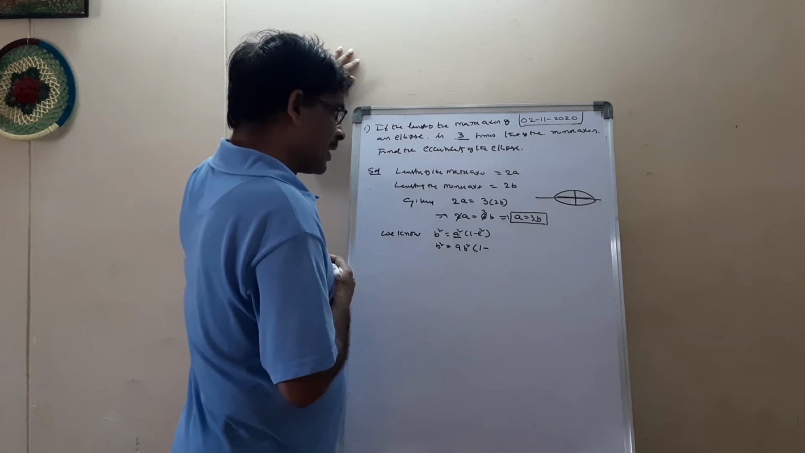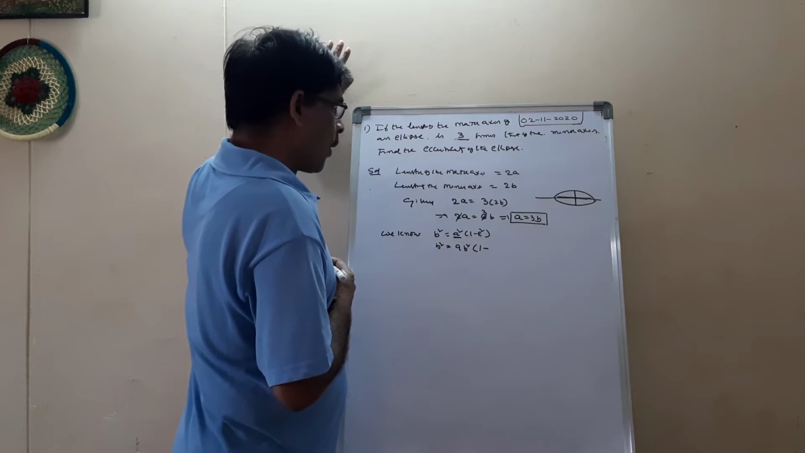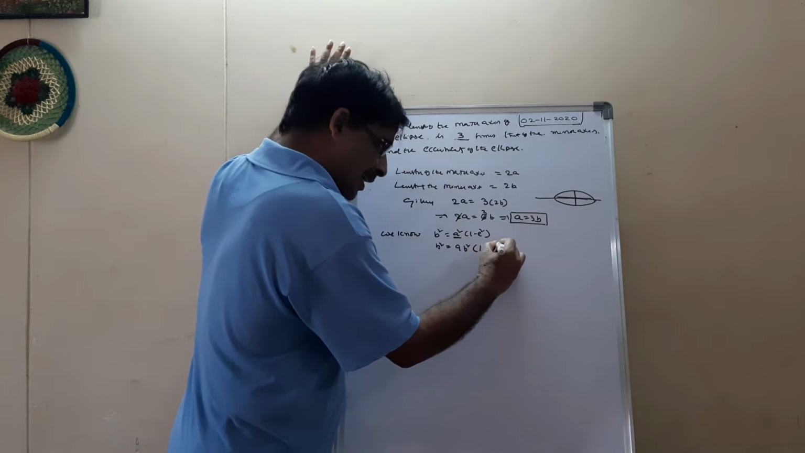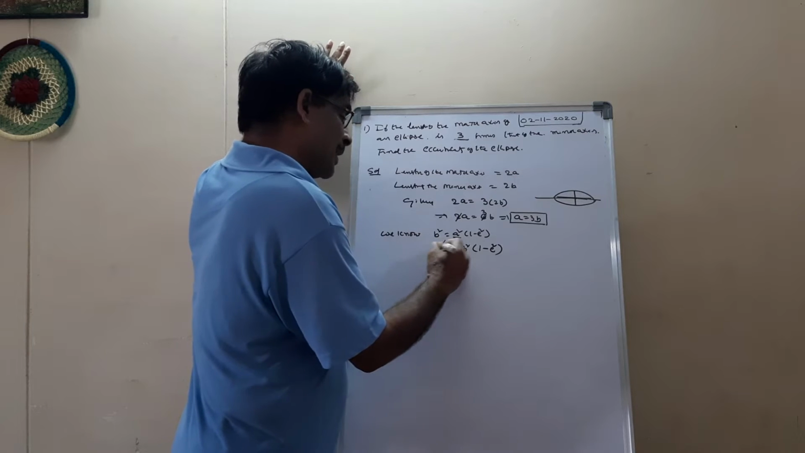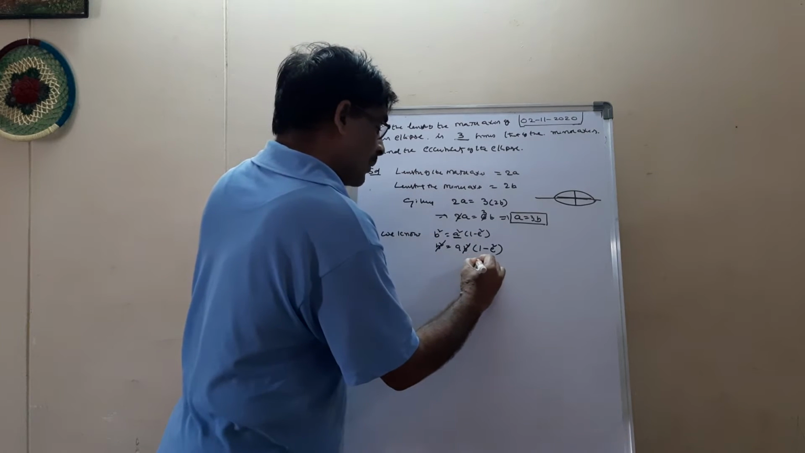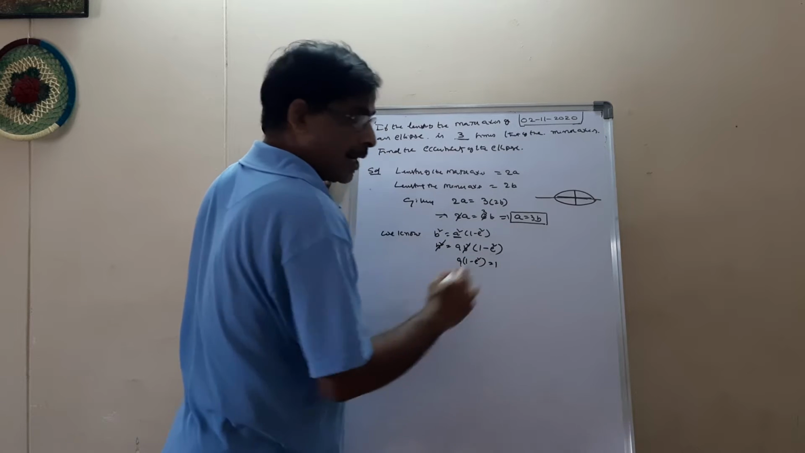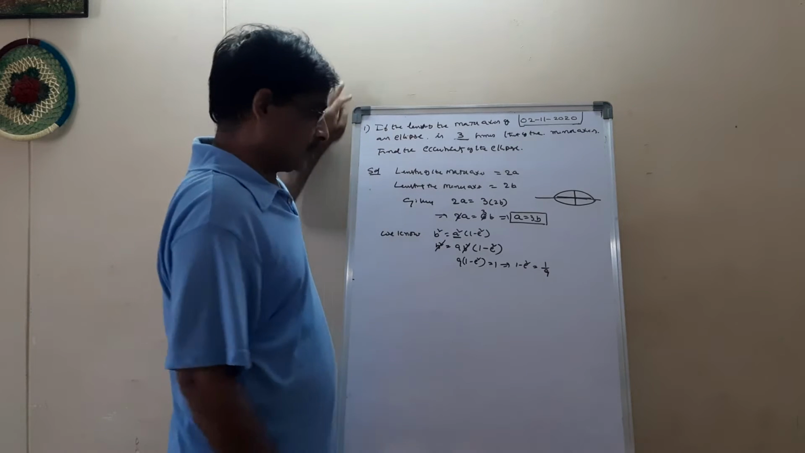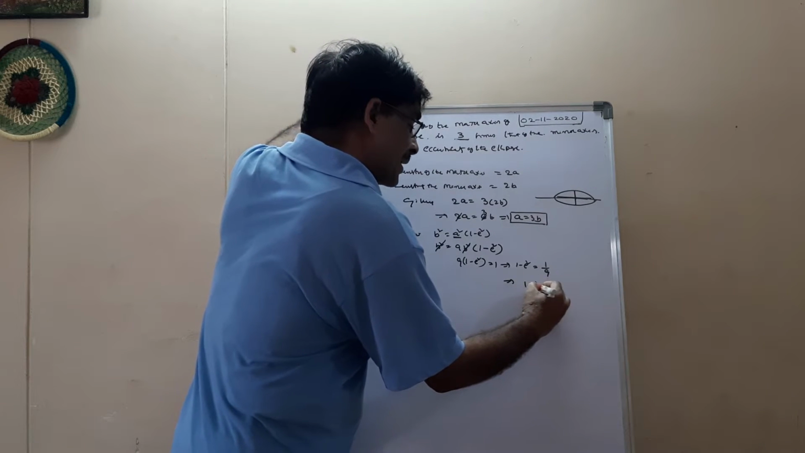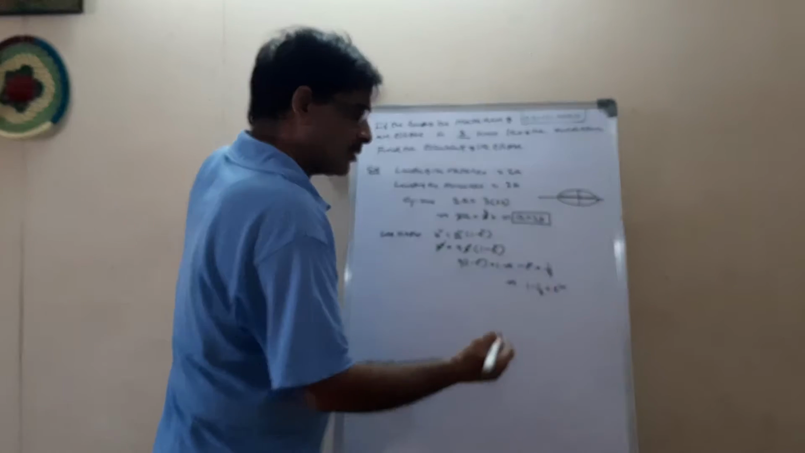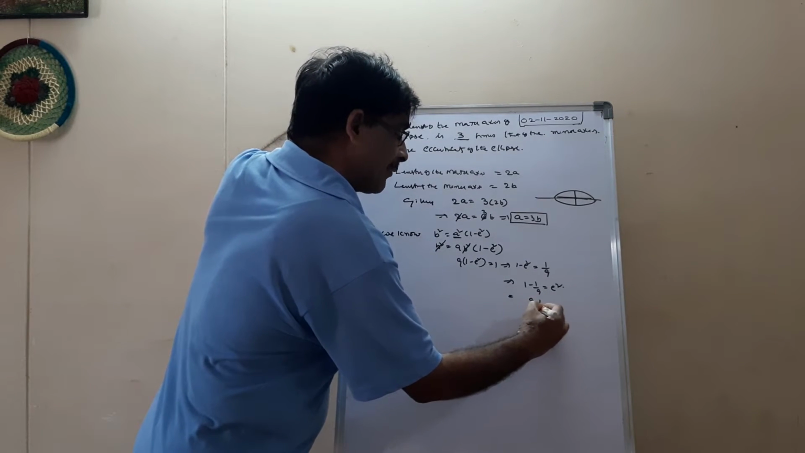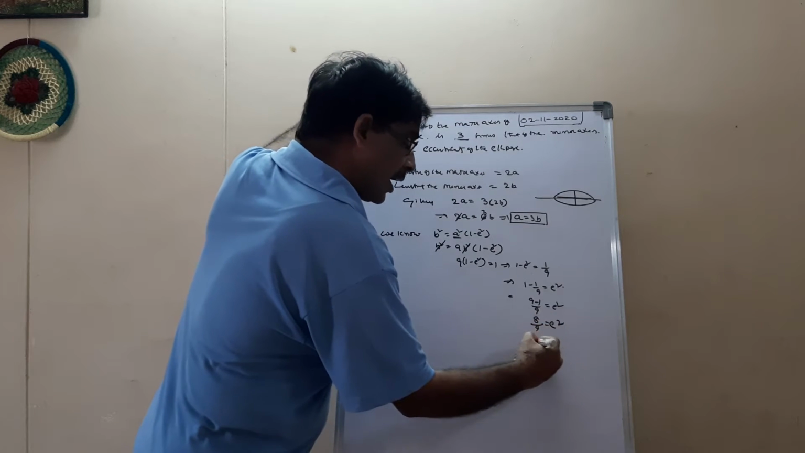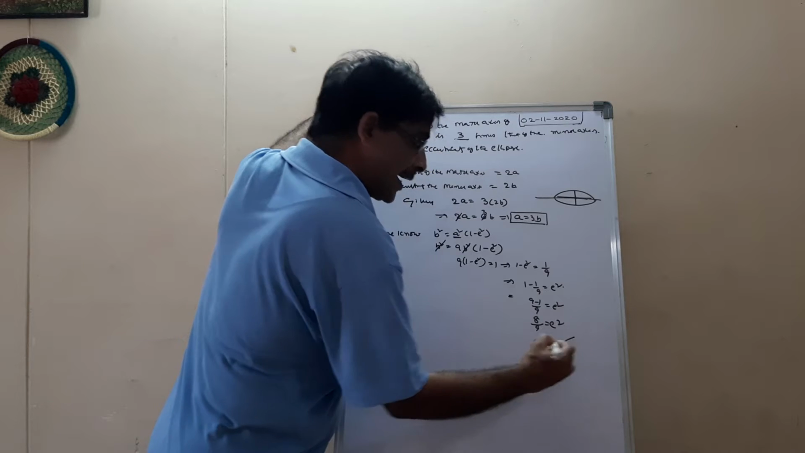Do we have the e square value? No. Is there any evidence given? No. So we have to find that. Now b square cancels here. 1 minus e square into 9 equal to 1, or 1 minus e square equal to 1 by 9. Now 1 minus 1 by 9 equal to e square, simple. Or 9 minus 1 by 9, 8 by 9 equal to e square, or e equal to under root of 8 by 9.